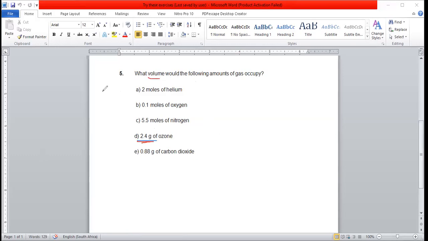These are the formulas that I know so far for calculating number of moles. Number one, number of moles is equal to mass over molar mass. Number two, number of moles is equal to number of particles over Avogadro's number. Number three, number of moles is equal to concentration times volume. Number four is the one that we learned now, which is number of moles is equal to volume over molar volume.